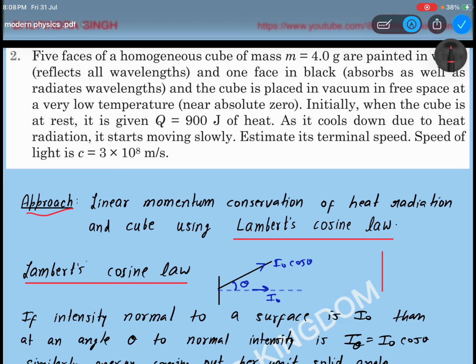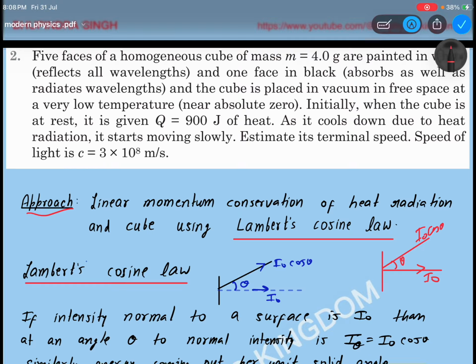radiations are coming out, then normal to the surface, in this direction, the intensity of radiation is more, but at any other angle the intensity of radiations is less, and the formula is I naught cos theta at any angle theta.